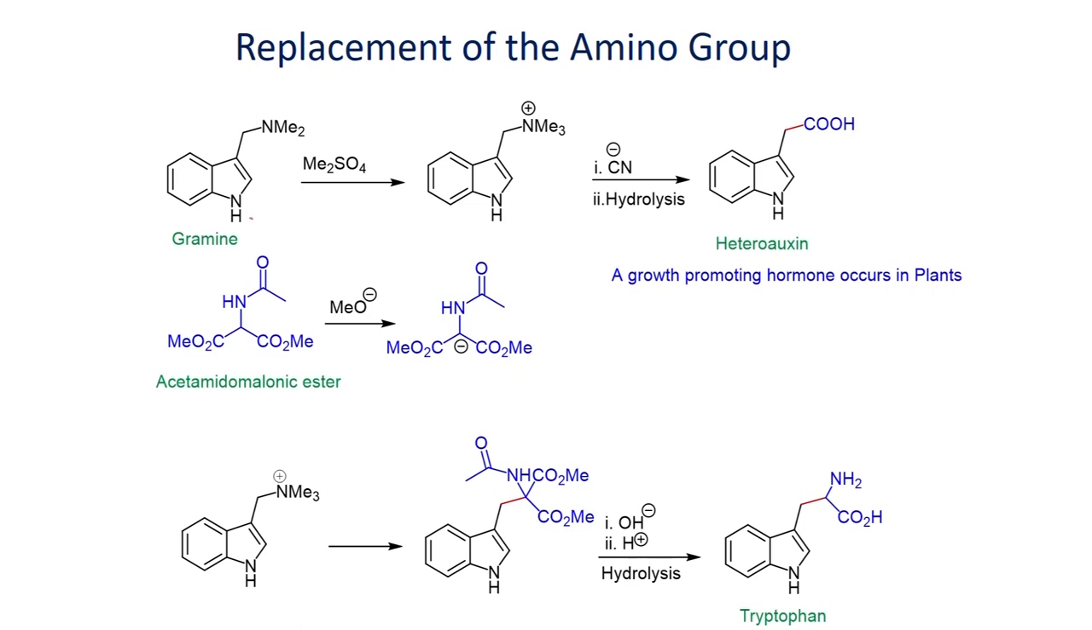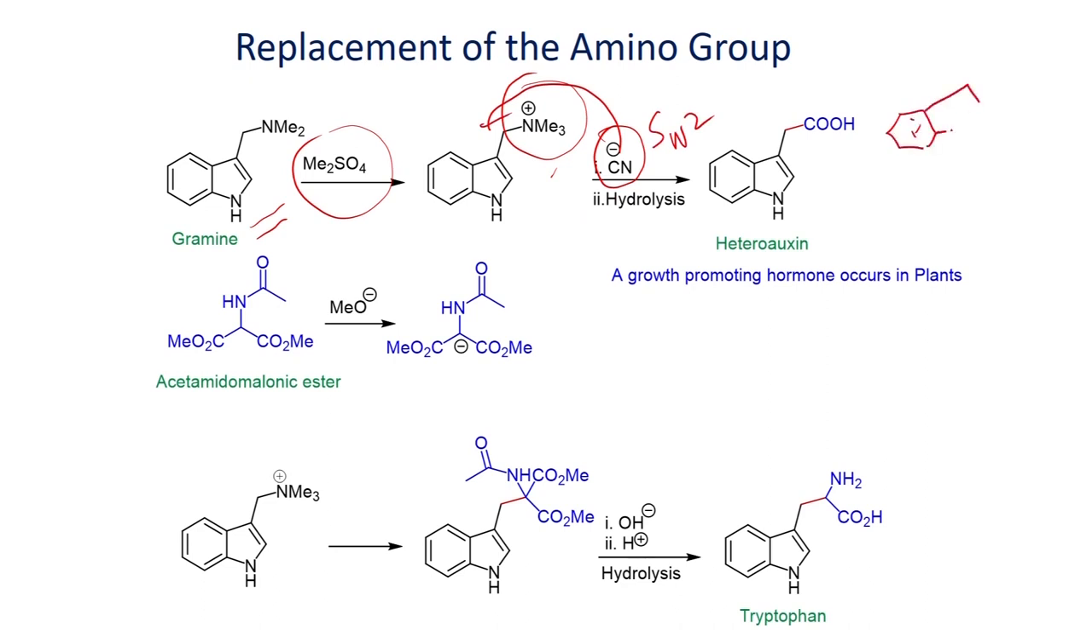Here, when you react this Mannich base with dimethyl sulfate, you can generate this quaternary ammonium salt. Once you form this salt, it can be reacted with a nucleophile like cyanide ion via SN2 pathway to give the nitrile compound as a product. In this reaction, it has been further converted into carboxylic acid by hydrolysis. So, if you have a nitrile compound, you can convert it into carboxylic acid by acid hydrolysis.